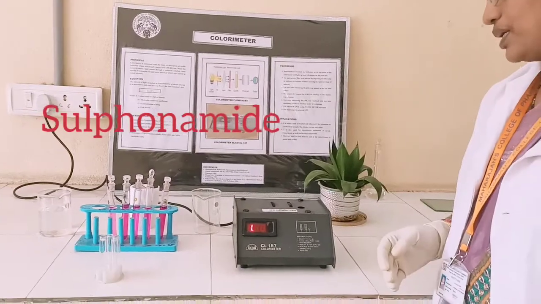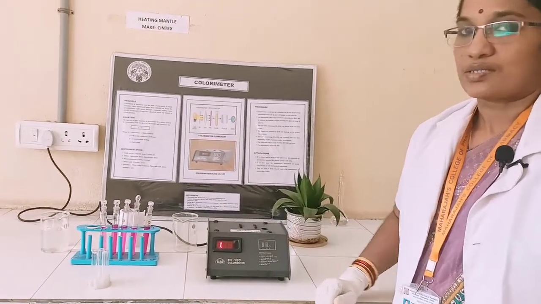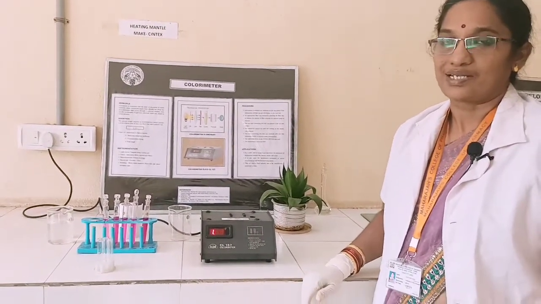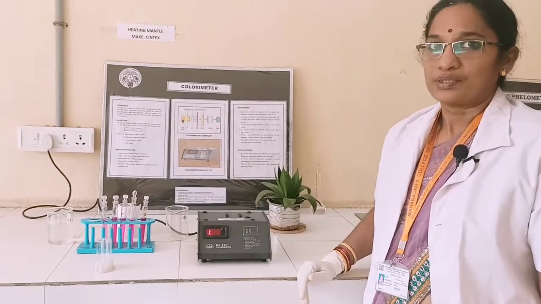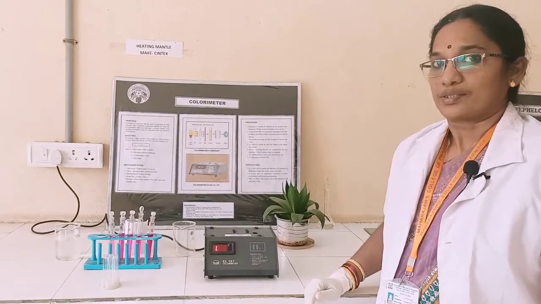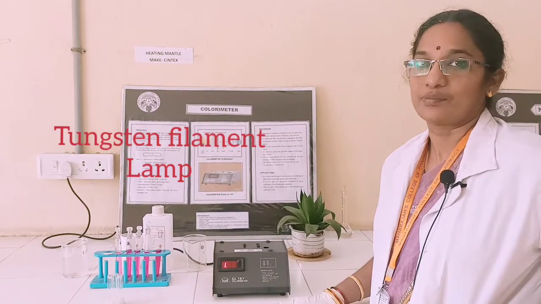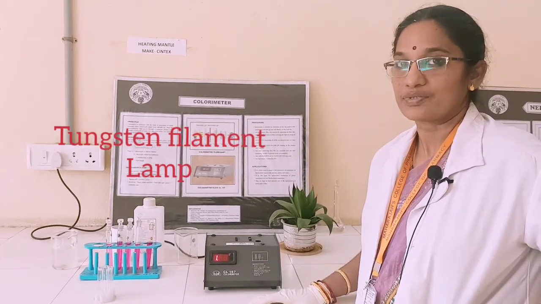Before going to the sample analysis, I would like to describe the different parts of a colorimeter. As in all spectrophotometers, a colorimeter also has the basic parts like the light source, the monochromator, the sample holder, then the cuvettes, the detector and the recorder. The light source present in this colorimeter is a tungsten filament lamp. The tungsten filament lamp gives an unfluctuating radiation to the sample.